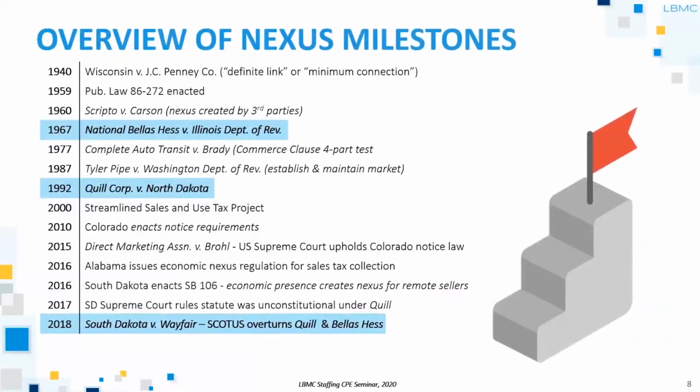I'm not going to spend a whole lot of time on this, but I do think it's helpful. What's the old saying, you can't understand where you're going if you don't know where you've been. And so this is an overview of Nexus milestones. And I think what's interesting about this are cases, various things that happened in the concept of state local taxation. And it starts in 1940 with this J.C. Penney case.